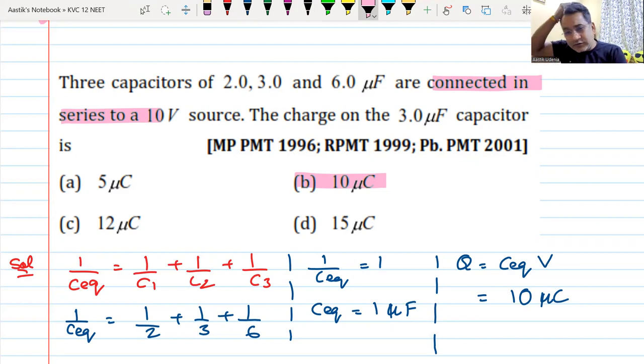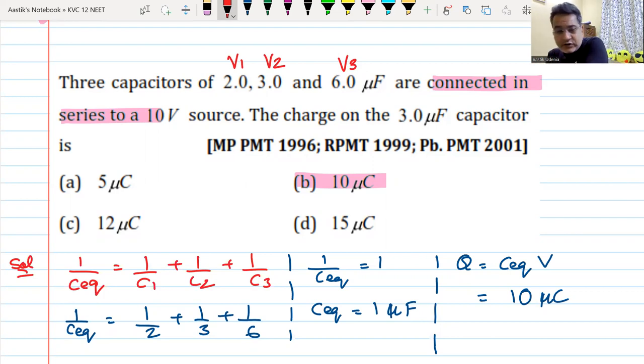Do we understand this? Yes or no? Yes, sir. Now, I'm putting one more question here. If the voltage across this one is V1, if the voltage across this is V2, if the voltage across the third one is V3, can you find out the value of V1, V2 and V3?